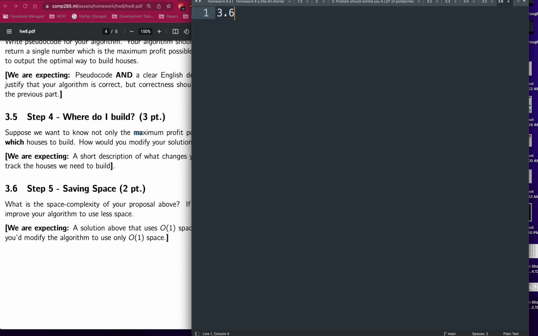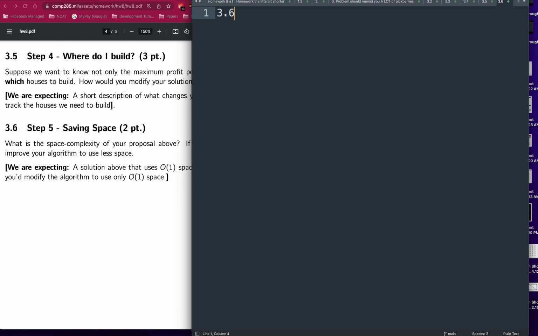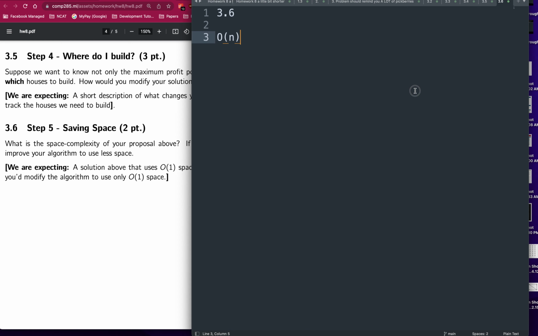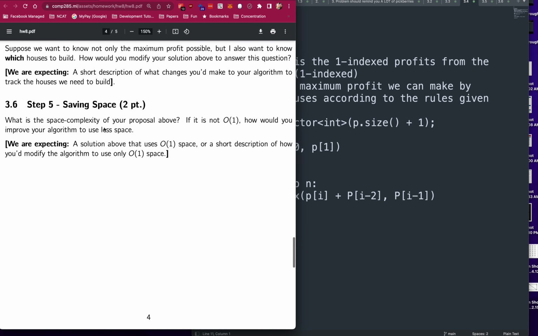All right, let's look at 3.6. 3.6 is actually saving space. The space complexity of your proposal should be pretty clear. We talked about this. It's O of n. If I'm only asking you for the maximum value here, you'll notice that Pi only ever depends on Pi minus 2 and Pi minus 1. So there are only 2 previous values that you need to keep around. It's very possible to modify the solution so you don't have to keep the whole vector P. I encourage you to do that for 3.6.